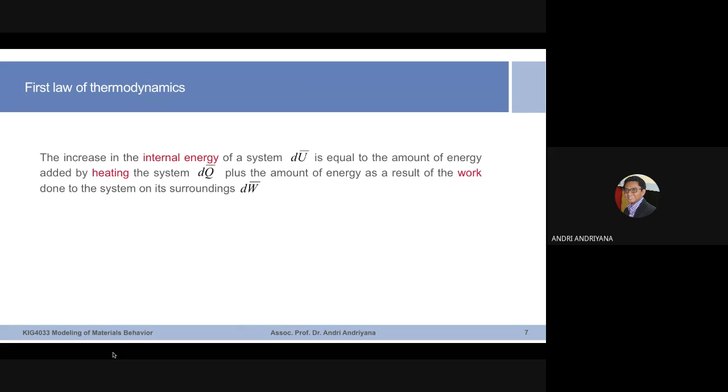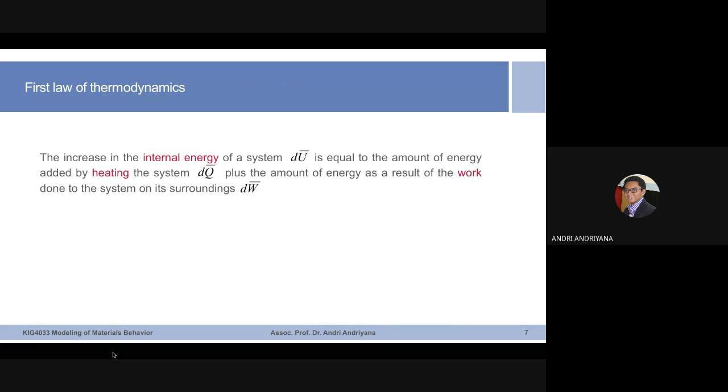Okay? If you are considering a certain medium, focusing on a certain medium, which is called a system, the system will have a certain amount of energy, which is called internal energy. The internal energy of the materials of the system that you have, you can alter it, modify it, increase it, or decrease it by either supplying or extracting energy in the form of heat or in the form of work.